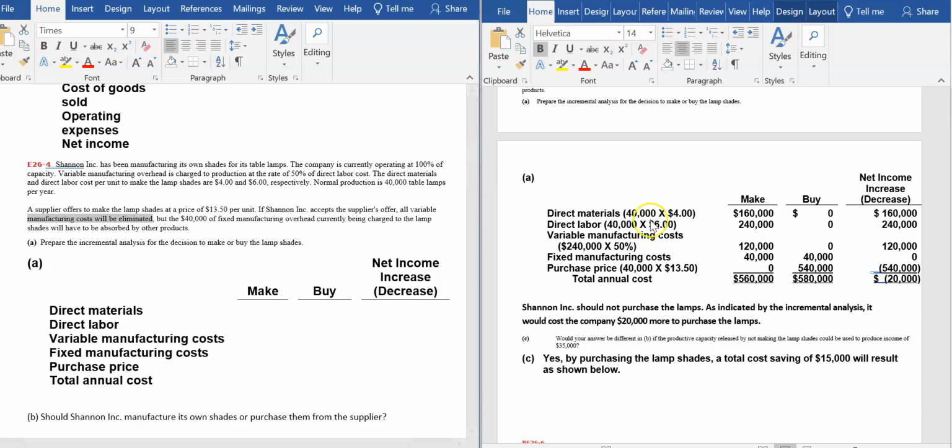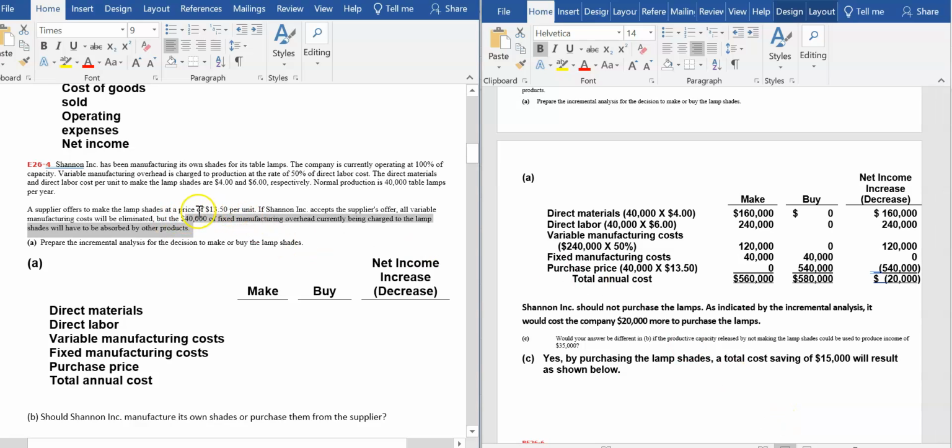Now, if the company chooses to buy the lampshades instead of make them, they will eliminate all variable manufacturing costs, which means we'll no longer be paying for materials, labor, or variable overhead costs, because they will be getting rid of all of those manufacturing costs. All of those will be zero if they choose to buy. However, the $40,000 of fixed manufacturing overhead is not going to go away. They cannot eliminate that, which means that $40,000 is still going to be there. It's still a company's cost.